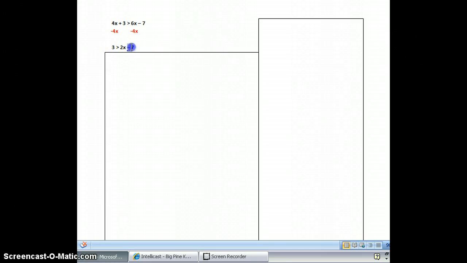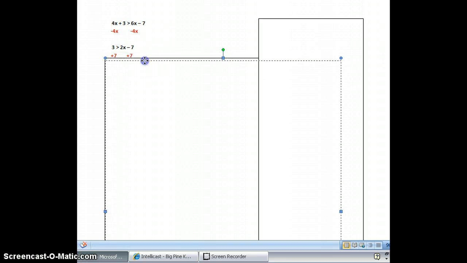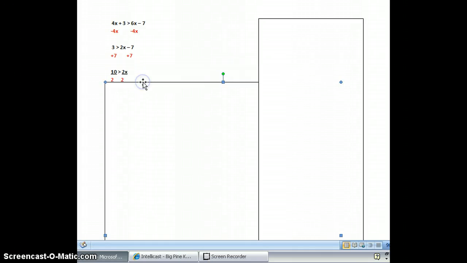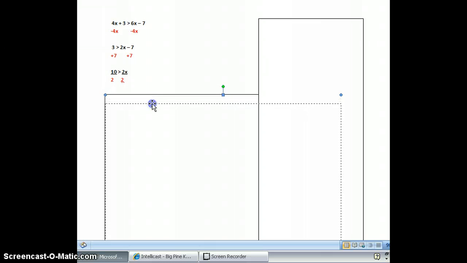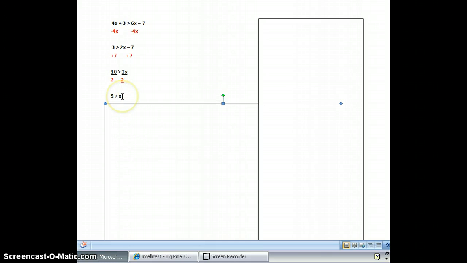So now I'm going to have to eliminate minus 7. So what I'm going to do now is add 7 to both sides. When I add 7 to the right, it cancels out. When I add it to the left, I get 10. So I'm going to end up with 10 is greater than 2x. Now my next step would be to divide by 2. I'm dividing by a positive 2, so I don't change this inequality. So then I'll end up getting an answer of 5 is greater than x. Go ahead and leave your answer that way. You don't need to change it to x is less than 5. If you do, that's okay.